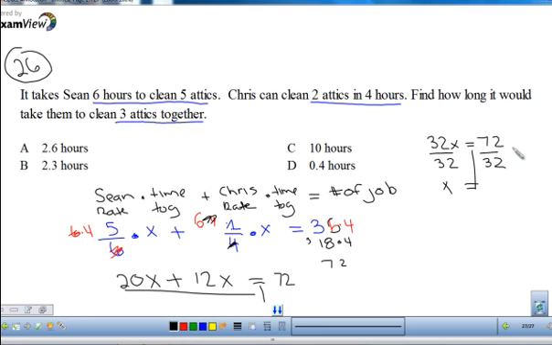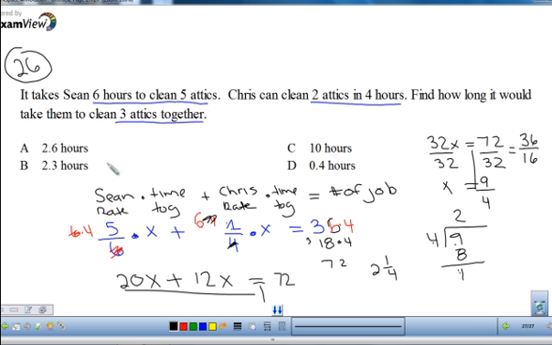Okay, so I can reduce by 2. So 2 goes into 72 36 times. 2 goes into 32 16 times. So once again, I can reduce 36 over 16. This time I can divide by 4. 4 goes into 36 9 times. 4 goes into 16 4 times. And then I'm going to go ahead and divide. So 9 divided by 4 is 2. Okay, so my answer would be 2 and 1/4.